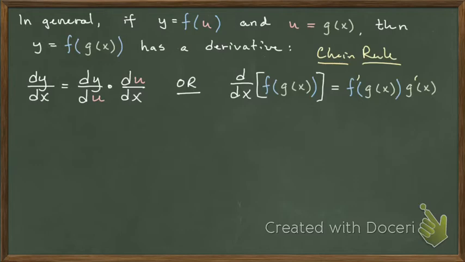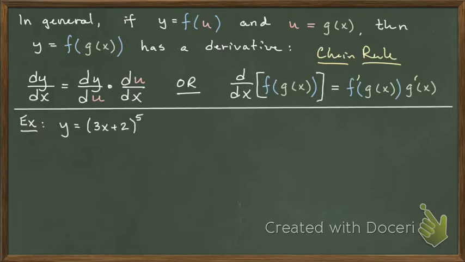Let's do some more examples. I think things will become more clear as we go. So here's my function I want to take a derivative of, 3x plus 2, all raised to the 5th power. Without the chain rule, we would have to take this binomial, 3x plus 2, and raise it to the 5th power. Actually multiply it out 5 times, FOIL 5 times, collect like terms.